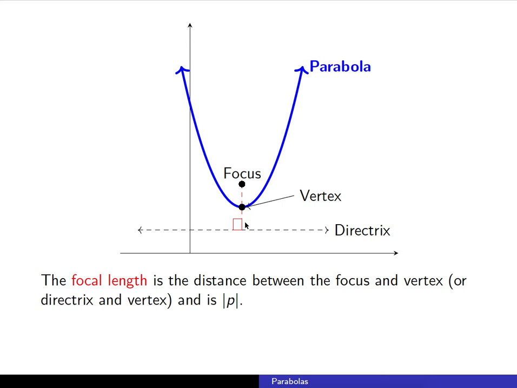And the focal length is the distance between the vertex and focus, or the vertex and directrix line, because the distance from vertex to focus is going to equal the distance from vertex to the directrix line. And that distance, we have a variable for it we call p. Sometimes in our equations we'll have negative numbers, and we want to make sure that the distance is never negative. So we take its absolute value. That is the absolute value of p, called the focal length.